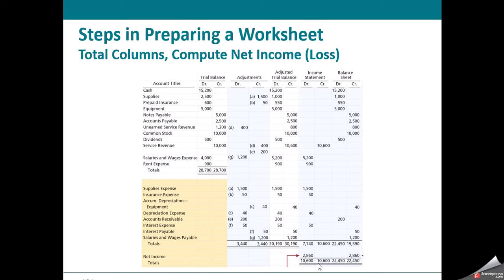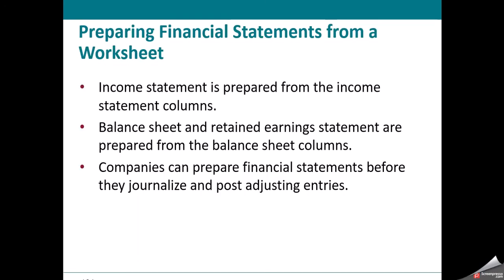Then we've taken it one step further to say, okay, my revenues less my expenses provide me with net income. And then that net income is going to roll over into our retained earnings account, which will end up on our balance sheet. So the income statement is prepared from those columns. The balance sheet and the statement of retained earnings are prepared from the balance sheet column.